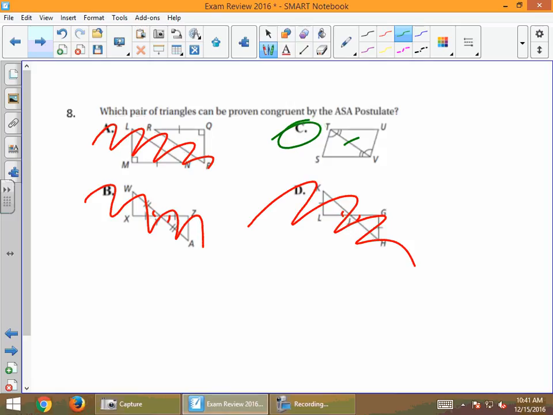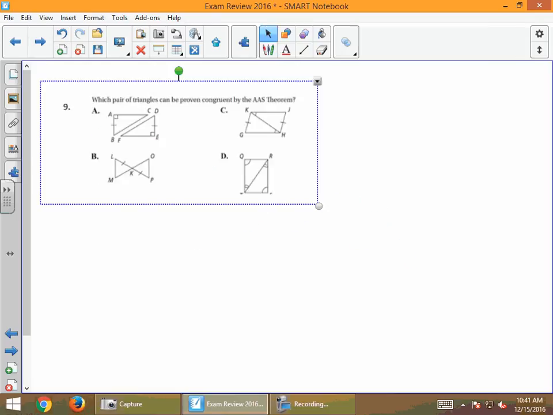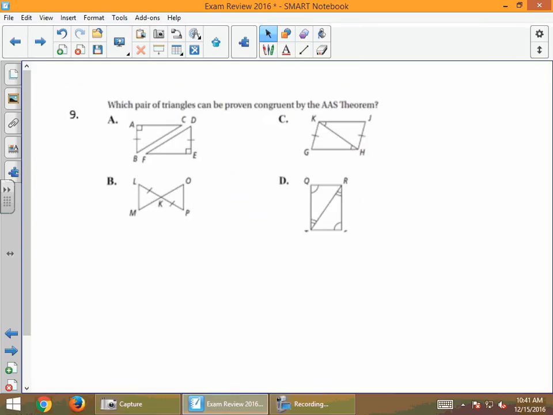All right, let's take a look at 9. Similar type of question. It says which pair of triangles can be proven congruent by angle, angle, side? Which one do you think this is? Yeah, very good. D.